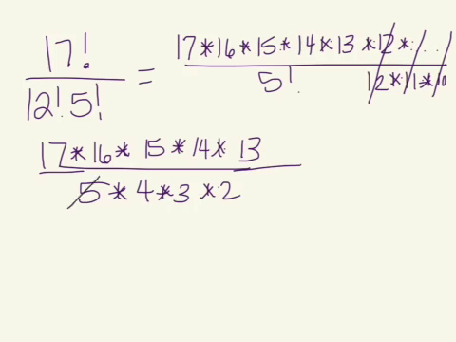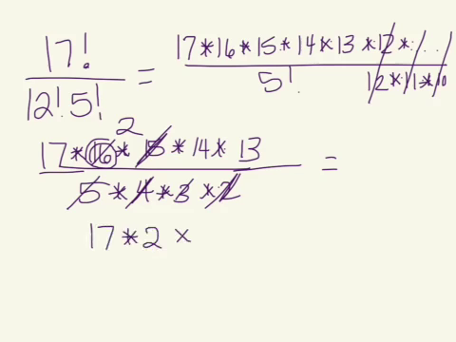So if you take 5 times 3, that gives you 15, so that'll cancel out your numerator. If you have 4 times 2, that will give you 8. So 16 divided by 8 will simplify to 2. So you'll have 17 times 2 times 14 times 13.